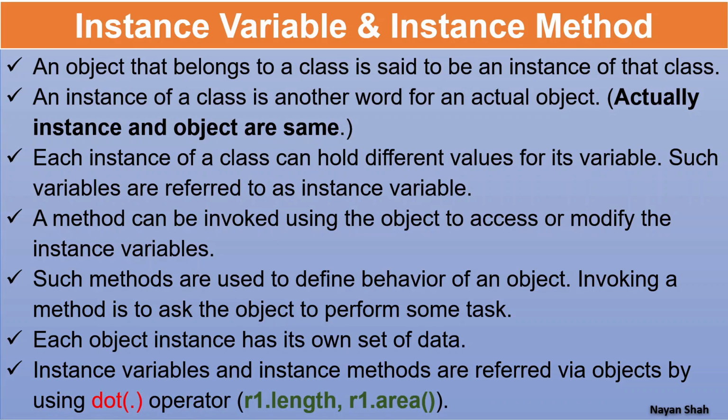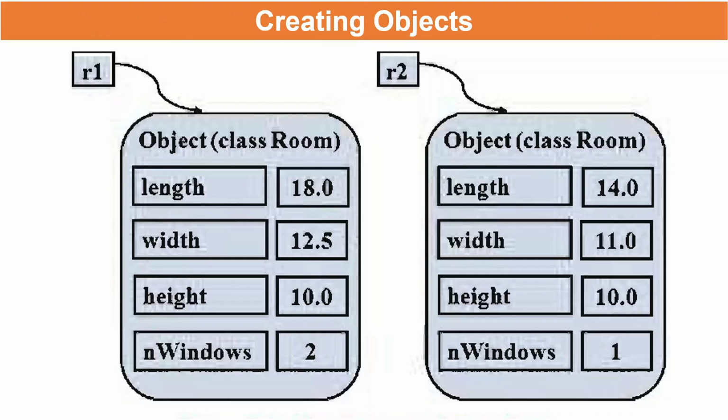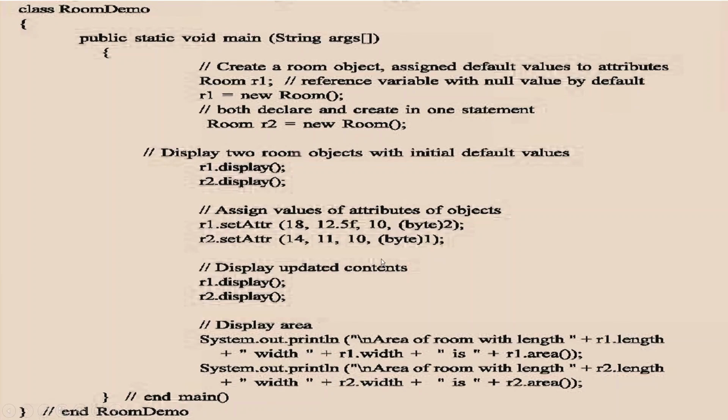Such methods are used to define the behavior of an object, and invoking such a method is to ask the object to perform some task. Each object instance has its own set of data, as you saw in the previous screen, R1 and R2. Instance variables and instance methods are referred to via the object using the dot operator. That also we saw in the program: R1.length, R1.area, R1.display, R1.setAttribute.